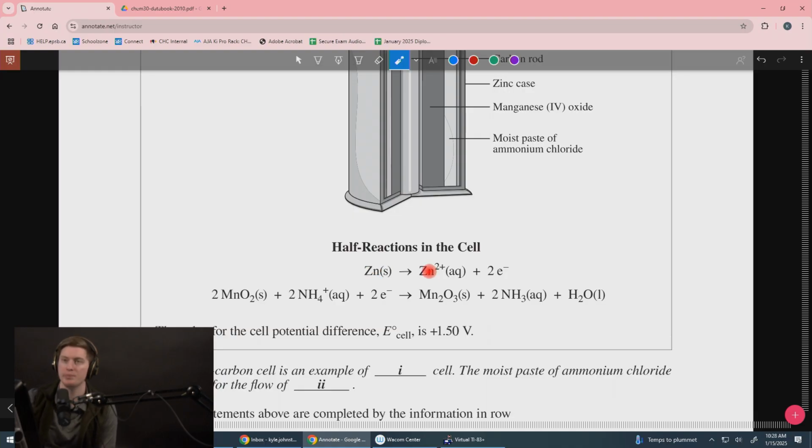Here are the half reactions in this cell. The zinc becomes the zinc ion and 2 electrons. This is our oxidation. I'm just going to label it right away. This is our oxidation, and I use my acronym that the loss of electrons is oxidation at the anode, and this is the reducing agent.